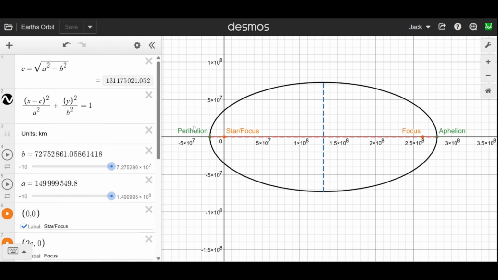Now, we plugged in the vertex and co-vertex for A and B respectively into the equation for an ellipse that we have here. We then found where the middle of the ellipse should be, which is C here, and we plugged that into the equation using this equation, root a squared minus b squared. And using this strategy, we can see that the focus is at 0, 0 here, proving that the host is at the focus of the ellipse, since our simulation places the star at 0, 0.